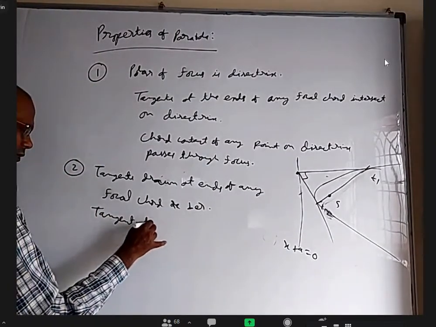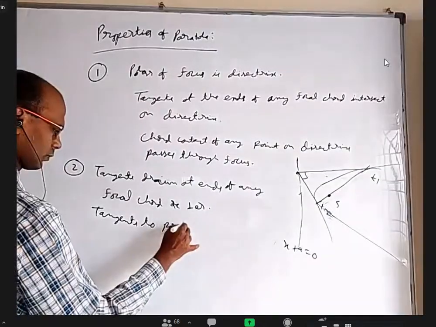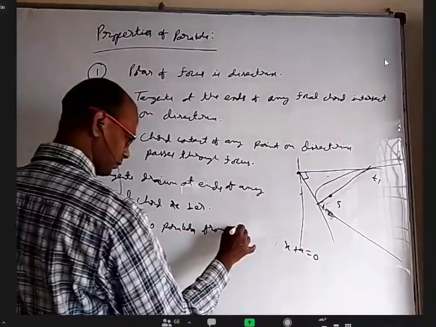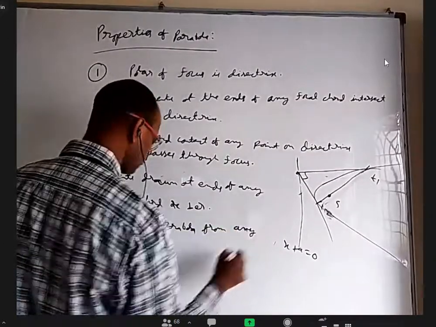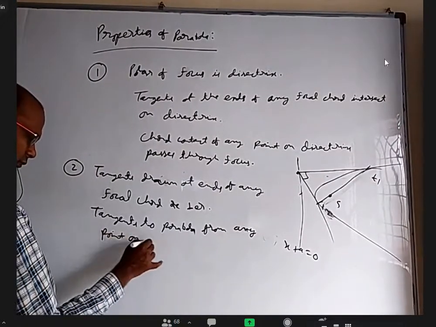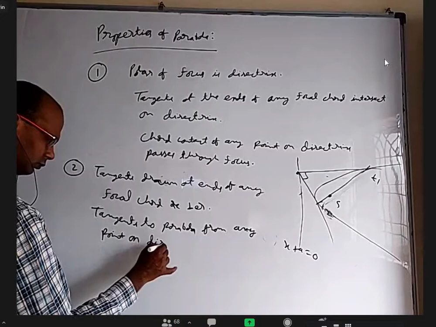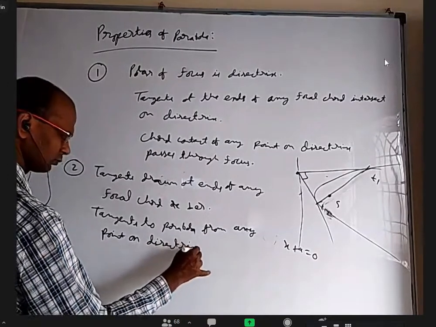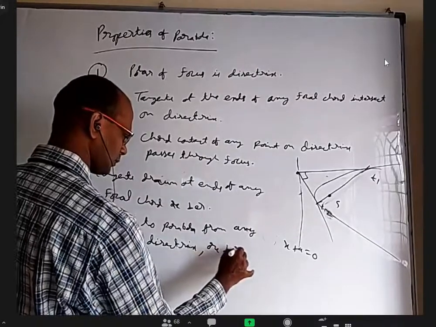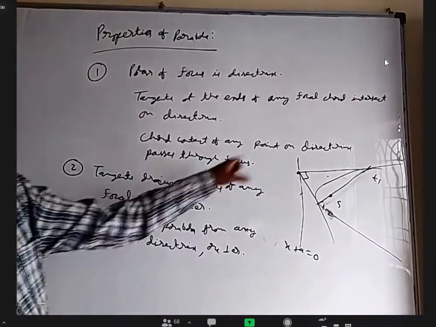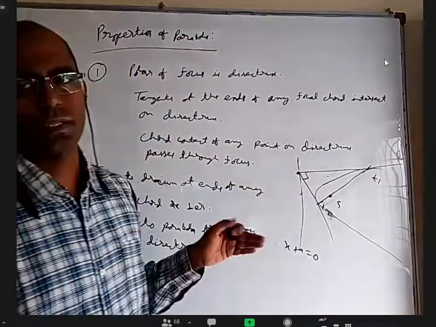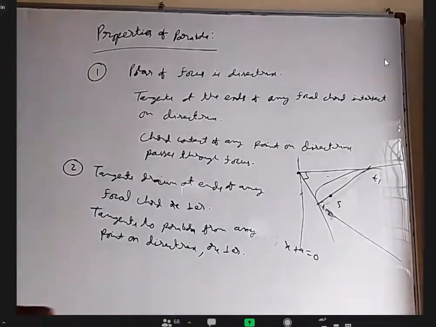Tangents to the parabola from any point on the directrix are perpendicular. Take any point on the directrix and draw two tangents; they will definitely be perpendicular. Or take any focal chord and draw tangents at the ends; they will be perpendicular, and they intersect on the directrix.